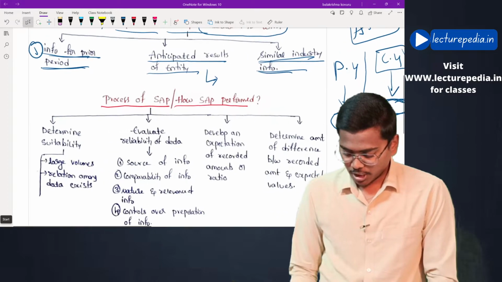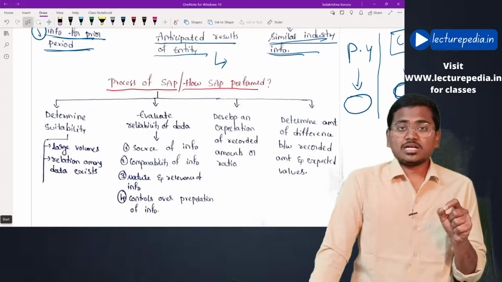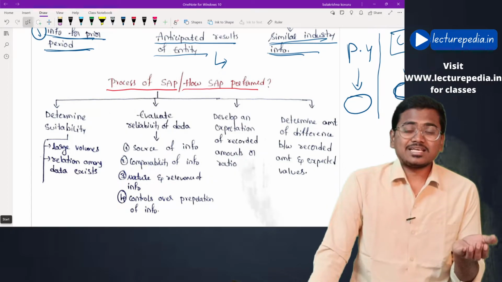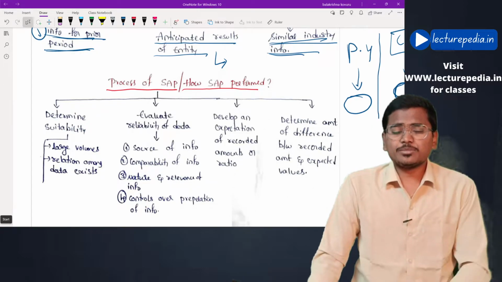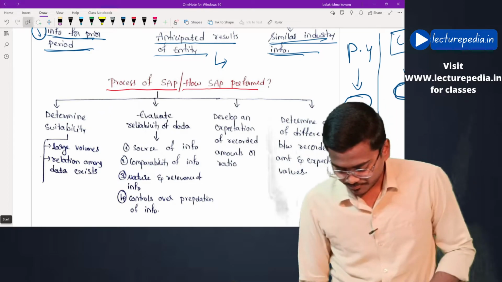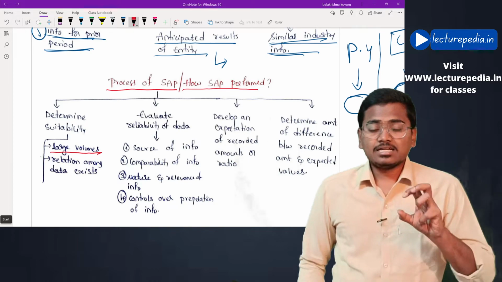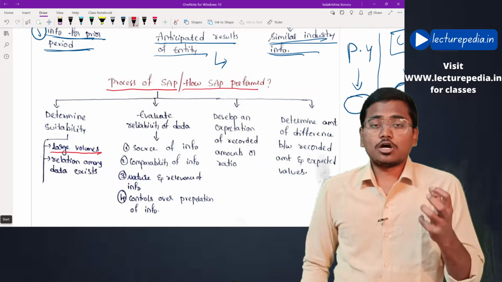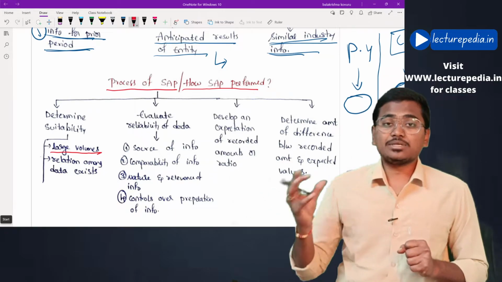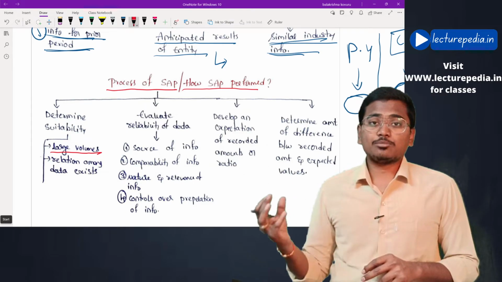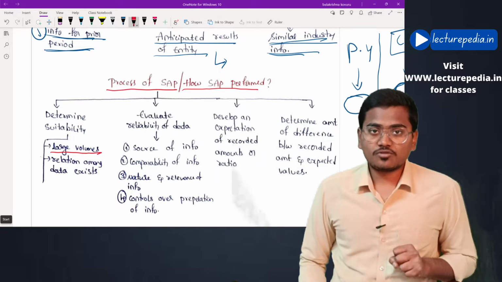First one, the auditor will determine suitability, okay, whether performing analytical procedures in this area is suitable or not. This will be first of all determined by the auditor. How will the auditor determine? Based on the following factors. Large volume, okay, if the entity has a large volume of data, in those cases analytical procedures can be applied by the auditor. Analytical procedures will be more useful to the auditor if the entity has large volumes of data.